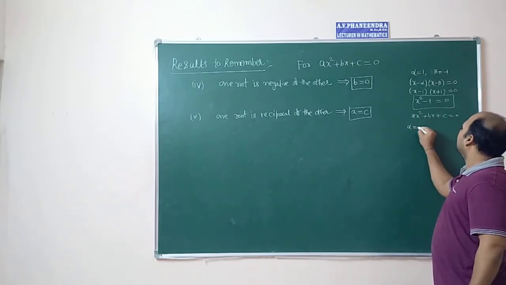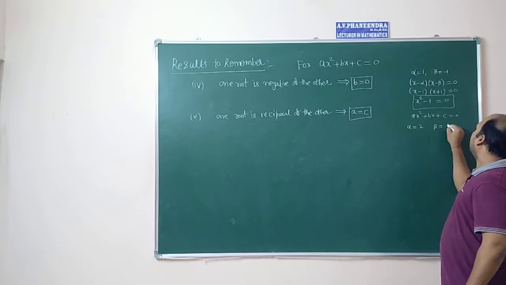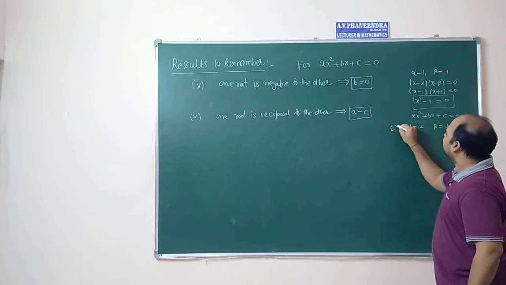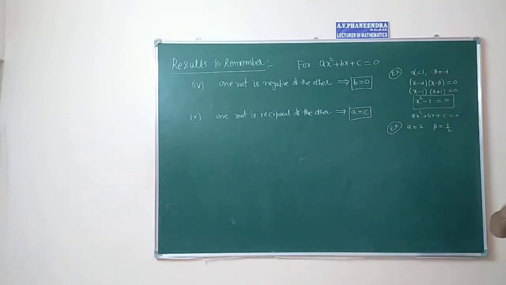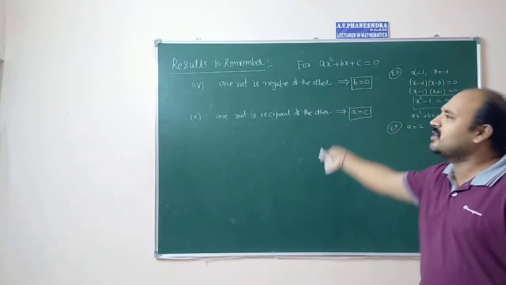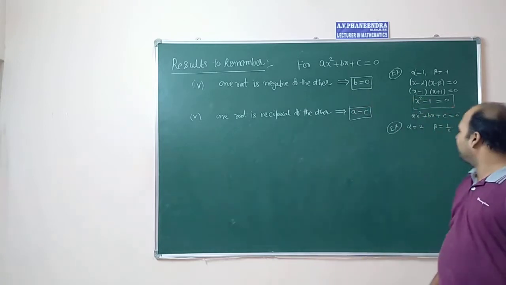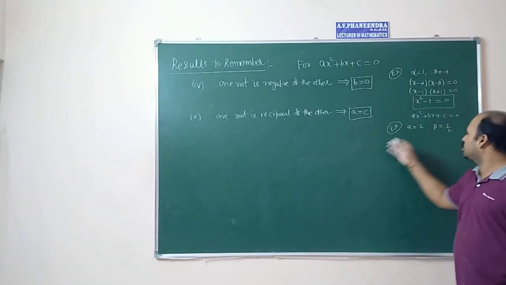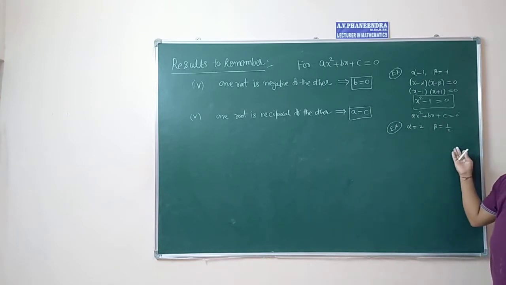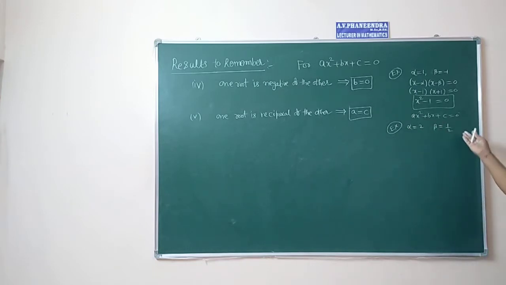Suppose alpha is equal to 2 and beta is equal to 1 by 2. I am taking these as examples. By taking different examples, you will get this subject knowledge. Like this, you have to do it. Alpha is equal to 2, beta is equal to 1 by 2. One root is 2; the reciprocal of the other root means 1 by 2.